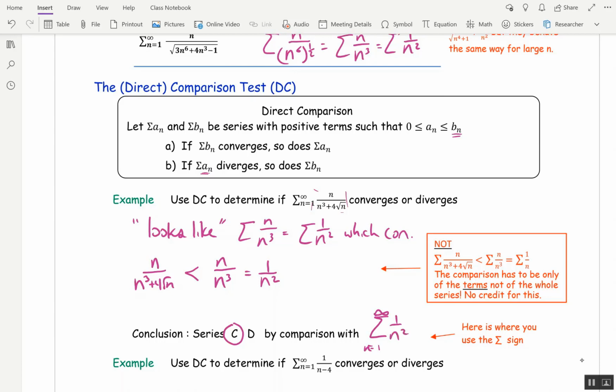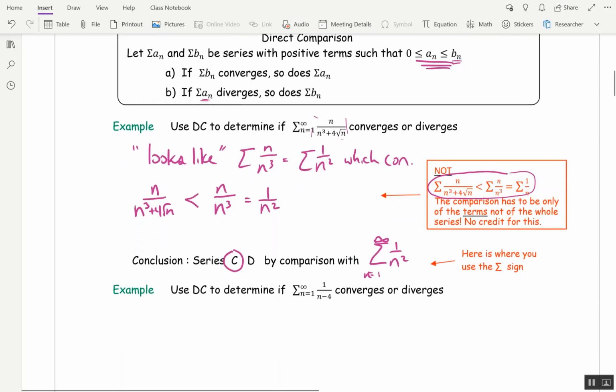Now, I want to point something out. When you make your comparison, you cannot put the summation sign in your comparison. So you cannot write this. On a test, you will get 0 credit for that. 0. There's a few rogue videos out there on YouTube where they use the summation sign in their comparison, and that's completely wrong. So where do you put the summation on? You put it back on in your conclusion.